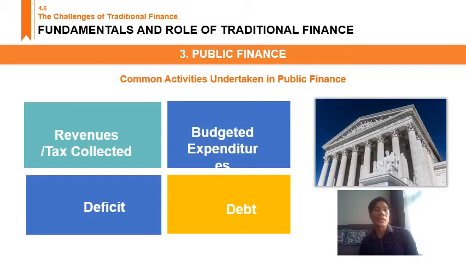In public finance, there are several common activities undertaken. First one is tax collection. That means that governments use tax as their main revenue source, like for instance, sales and revenue taxes, property taxes, real estate taxes, and duties. This also can come from personal and corporate income tax.